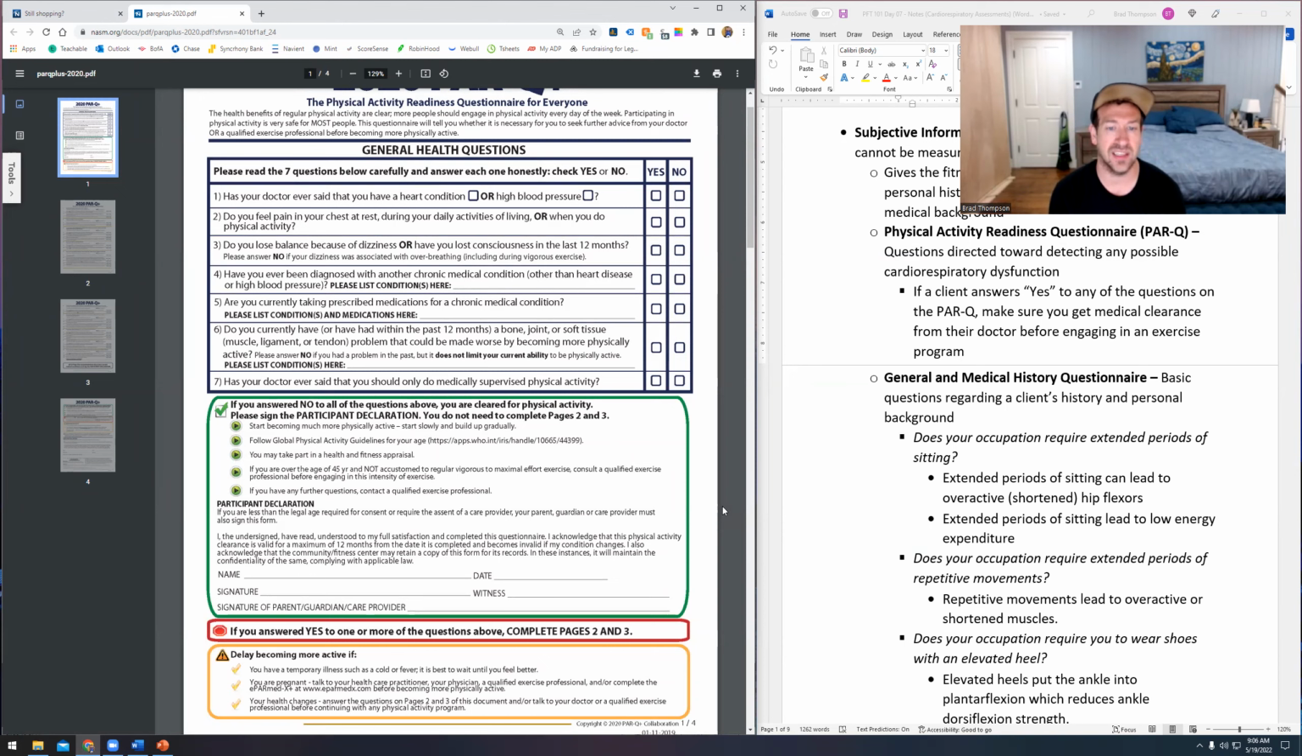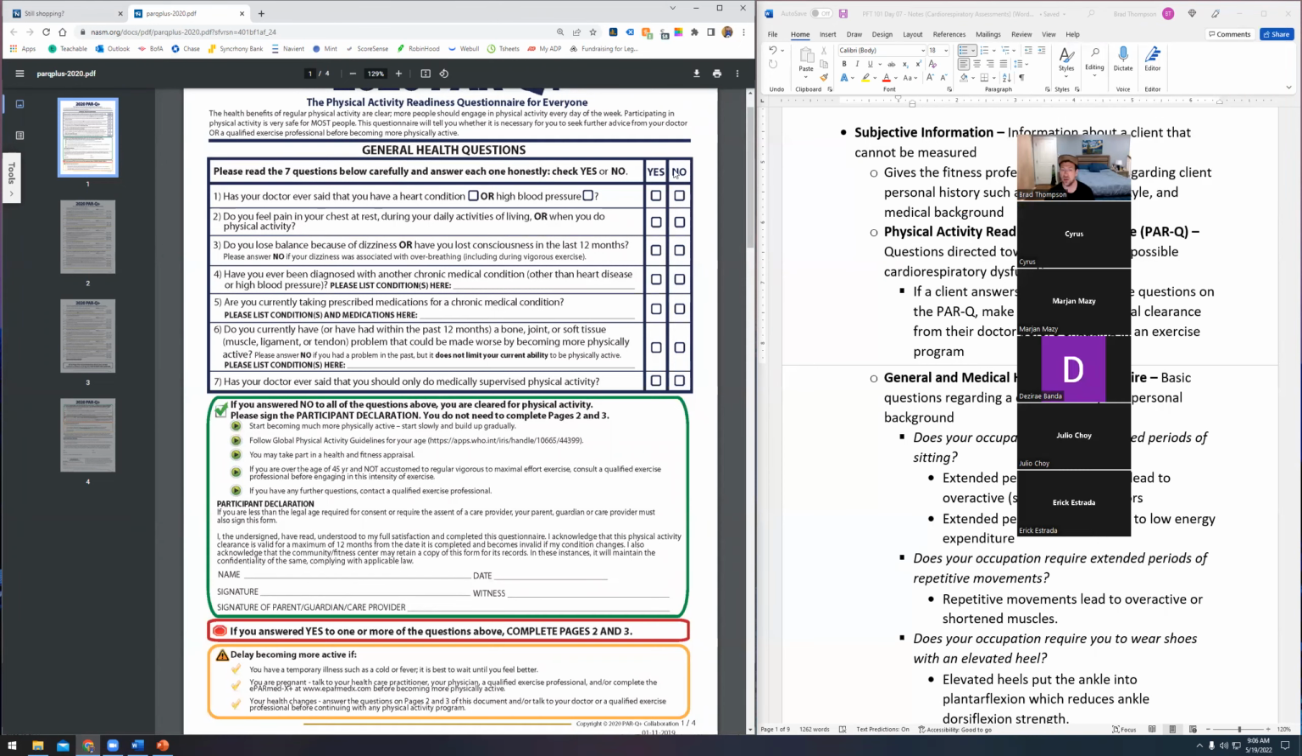And then, do you currently have, or have you had, a bone, joint, or soft tissue problem that could be made worse by physical activity? And then lastly, probably the most important question: has your doctor ever said that you should only do a medically supervised physical activity program? 99% of your clients will say no to everything on this list.